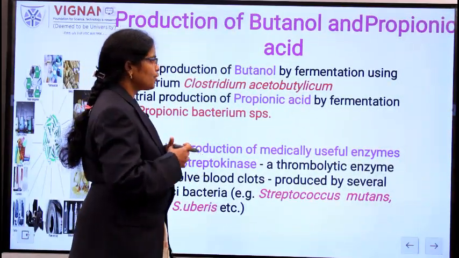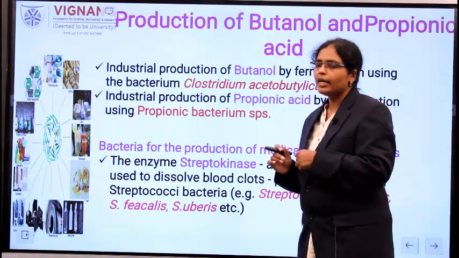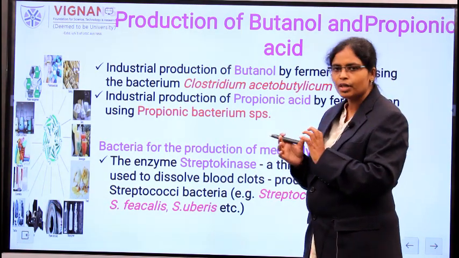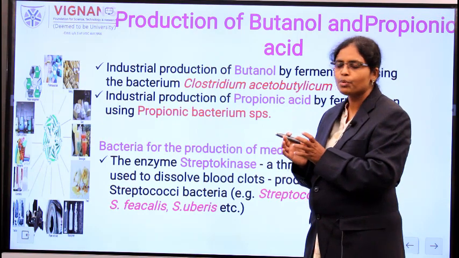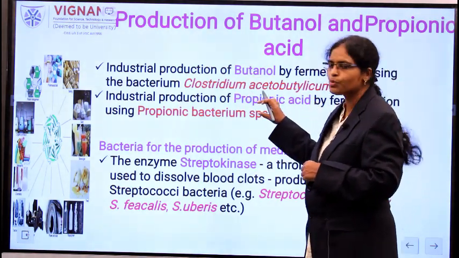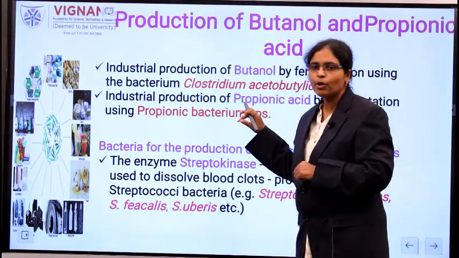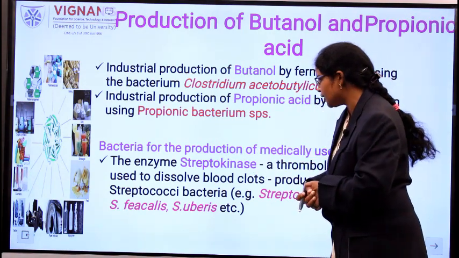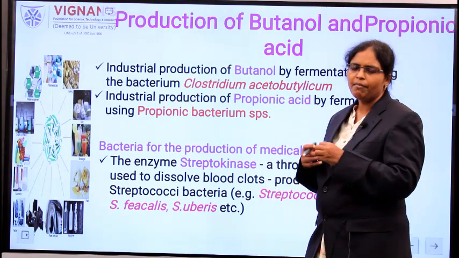Now, first one, production of butanol and propionic acid. That means industrially important alcoholic compounds, organic compounds, solvents and acids are produced by bacteria. Here you can observe the example: butanol is produced by Clostridium acetobutylicum and propionic acid is produced by propionic acid bacteria species. And the bacteria produce enzymes, several enzymes.